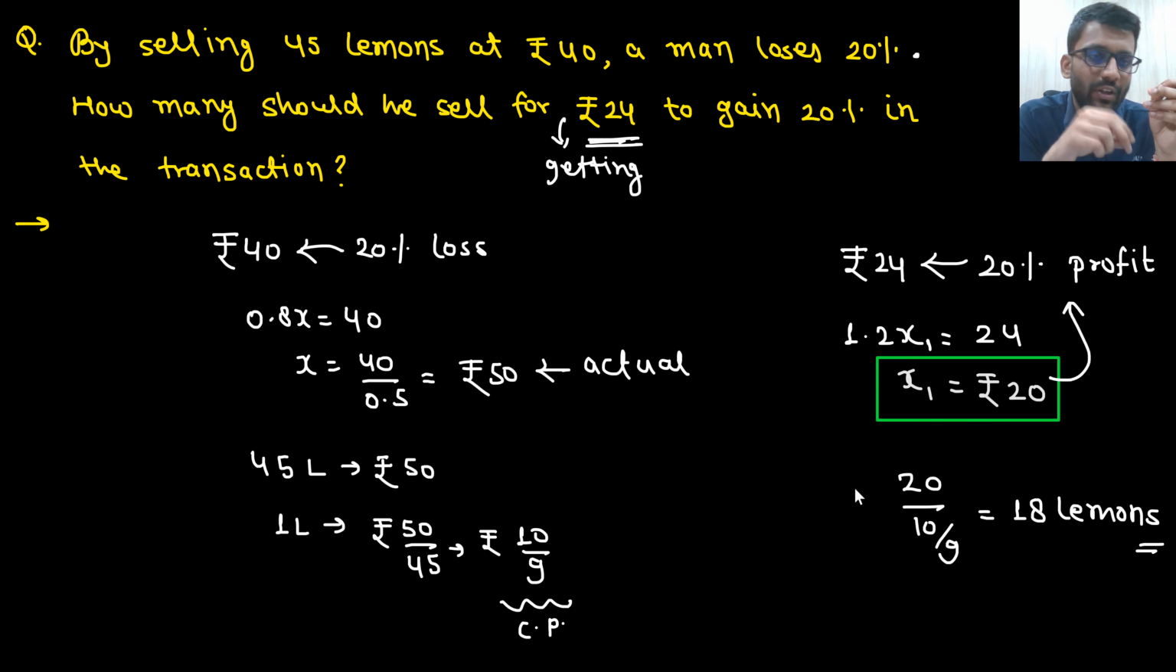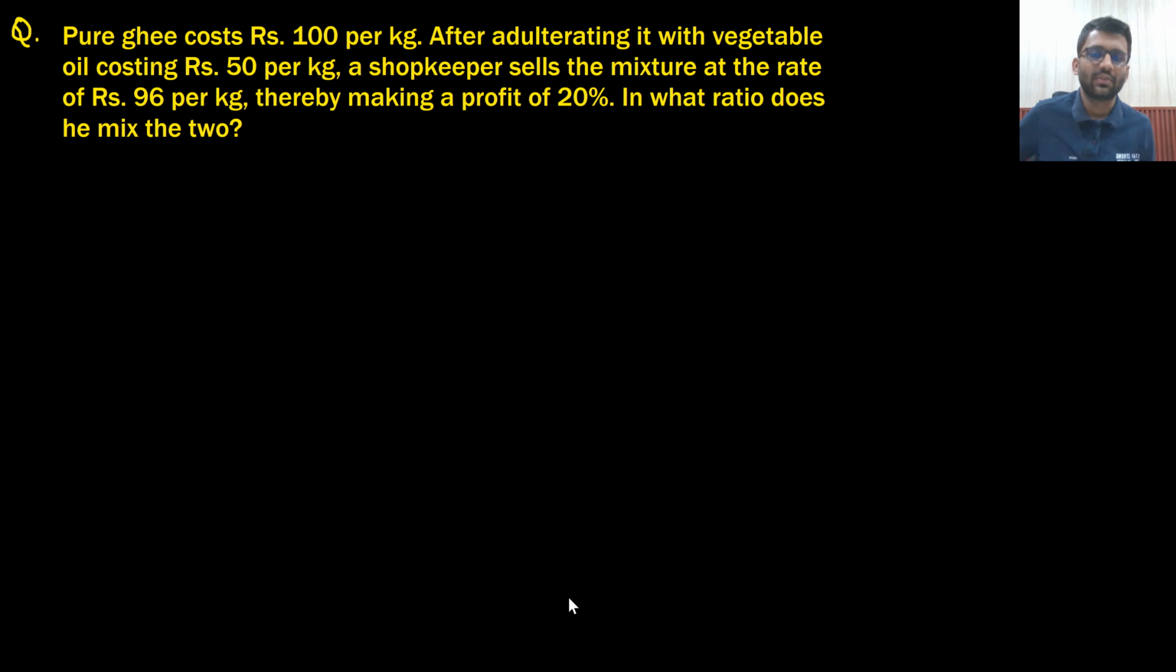That means he needs to have 20 rupees. And if he is having 20 rupees, that means he can buy 18 lemons. So 18 lemons will cost anyone 20 rupees, but he will sell at 24. That means he will get a profit of 20%. That's it. Okay, let's solve the next one.